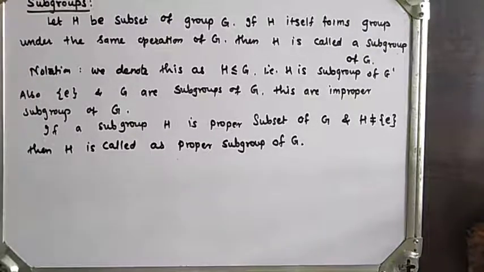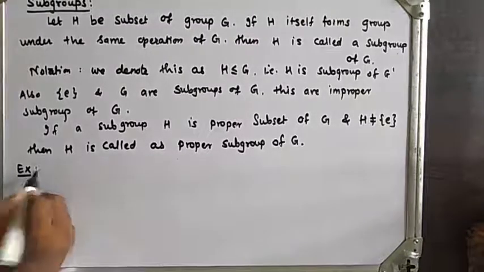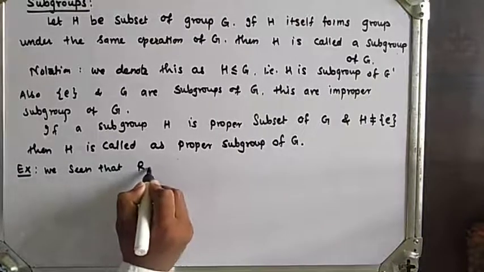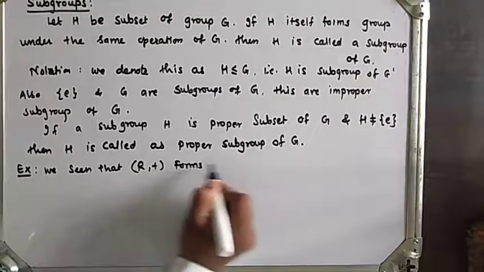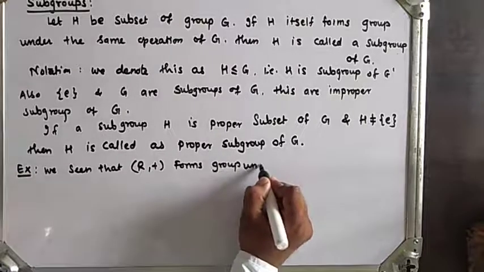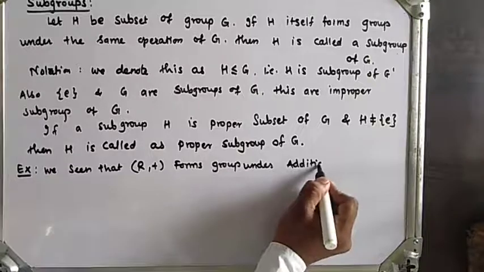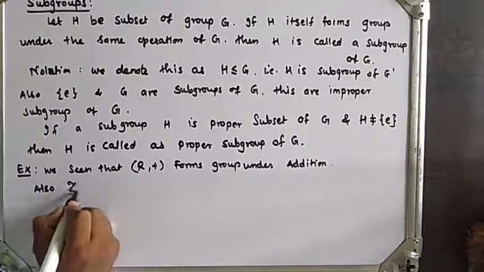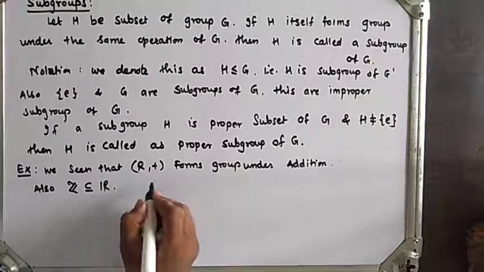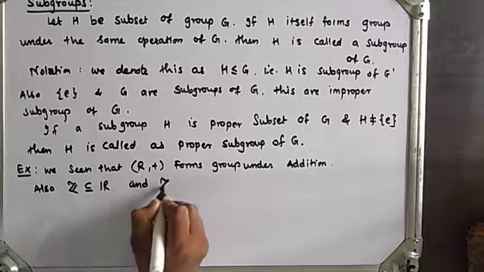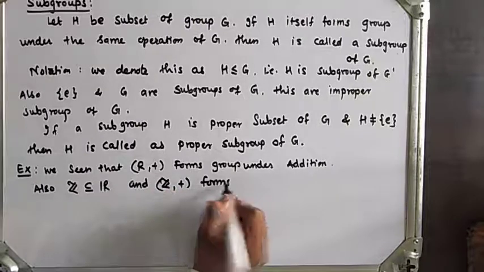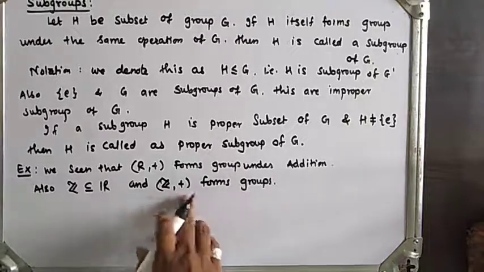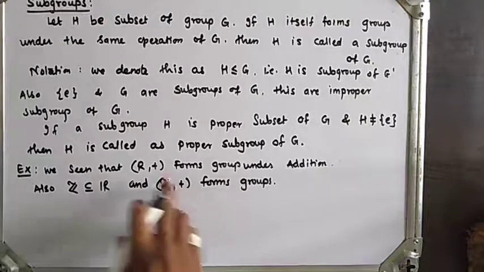Now let's see the examples. For example, we have seen that R under the binary operation addition forms a group. Also the set of integers is a subset of R, and Z under addition forms a group itself, which is a subset of R. This means Z under addition is a subgroup of R.